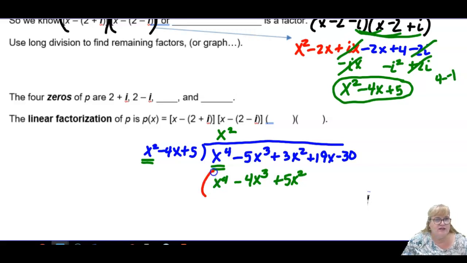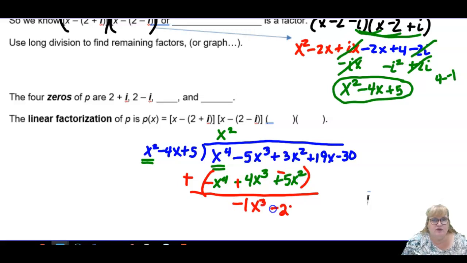Then I am subtracting all of these. So I usually mess up the signs. So I'm going to change this to plus, subtract, or a negative, plus, and a negative. So I changed this subtraction to addition, and then I distributed the negative by changing all the signs in here. Now I'm adding. So this is 0. This is negative 1x cubed. And 3x squared minus 5x squared is negative 2x squared. And I can bring down plus 19x.